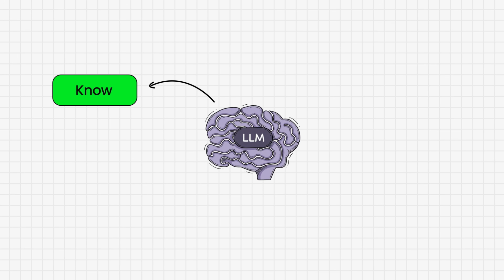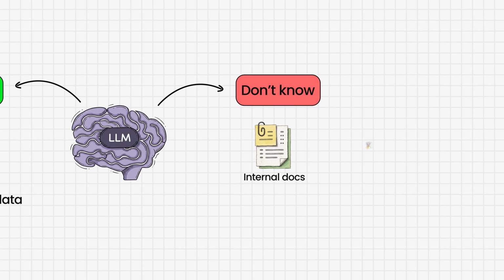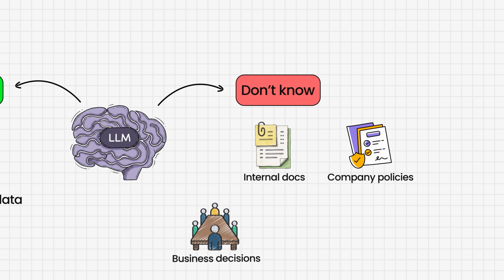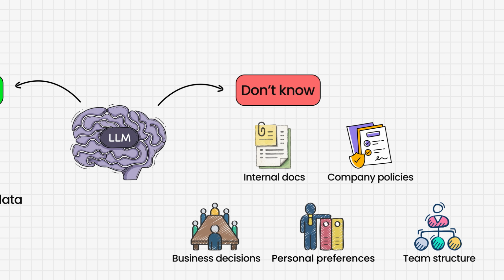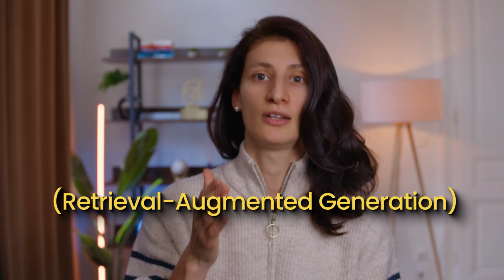Now, LLMs know a lot, but they only know what they were trained on, which is public internet data. But they don't know about your internal documents, your company policies, your business decisions from last 4 quarters, your personal preferences or your team structure, and so on. All of this data or information is not available to ChatGPT or other LLMs. However, in many cases, you would want the replies to be based on this additional information that is specific to you or your company. And that's exactly where the concept of RAG comes in, which stands for Retrieval Augmented Generation.